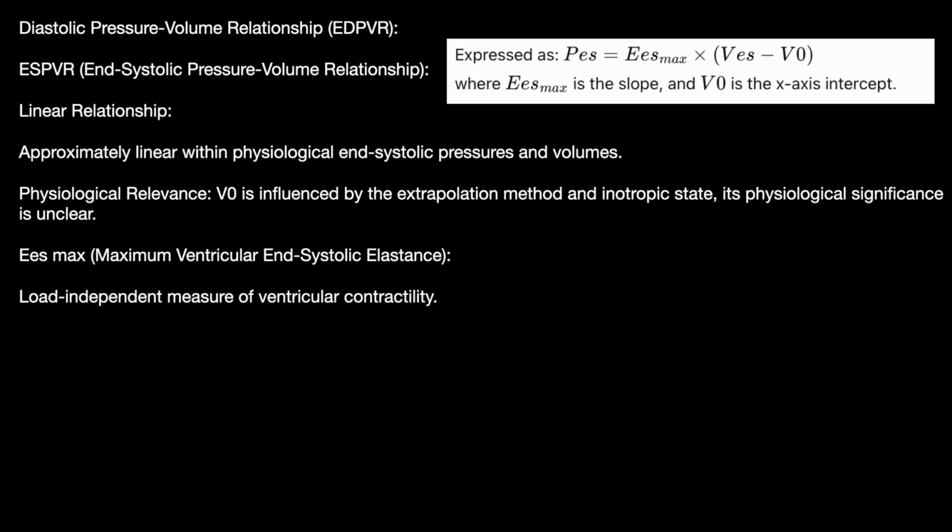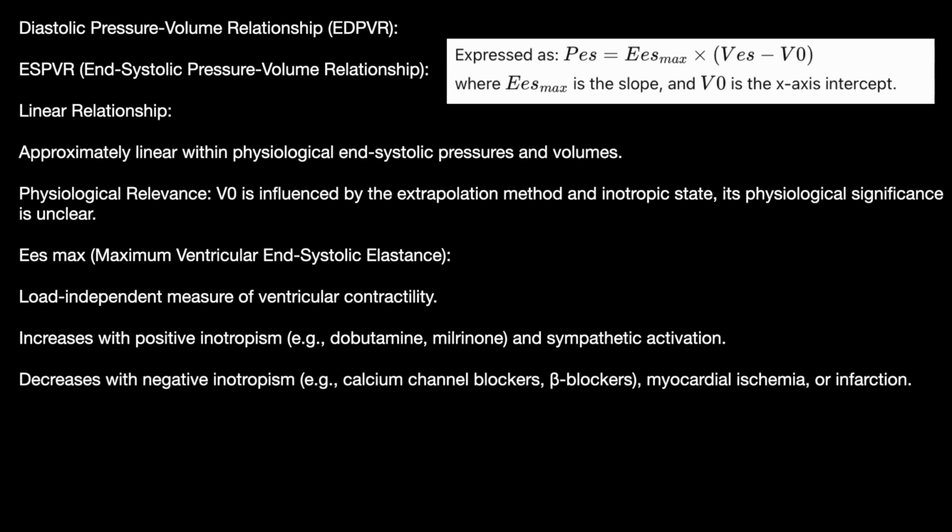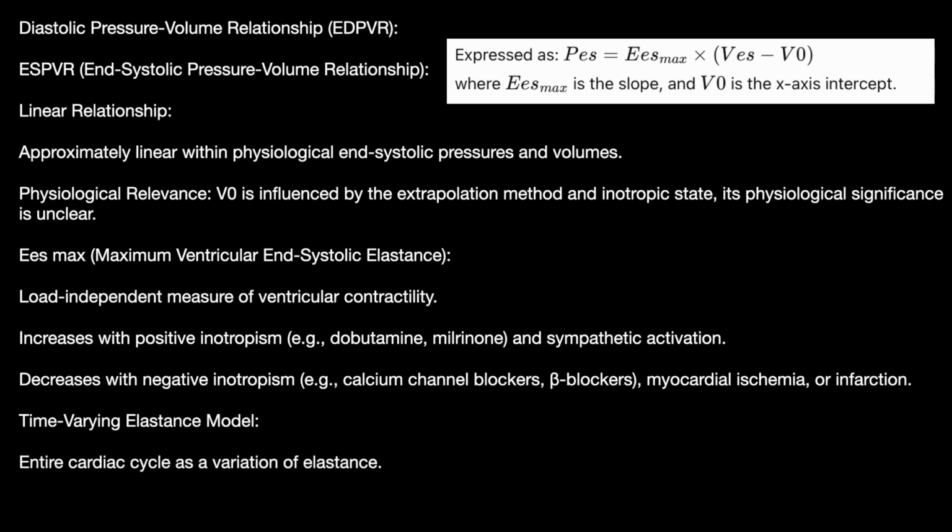The Emax, that is the maximum elastance, is the load independent measurement of ventricular contractility. It increases with positive inotropism, that is with drugs or sympathetic agents. It decreases with negative inotropic agents, or with infarction or myocardial ischemia. Then the time varying elastance model: the entire cardiac cycle can be modeled as a variation of elastance. The elastance increases during systole and maximizes at end systole.